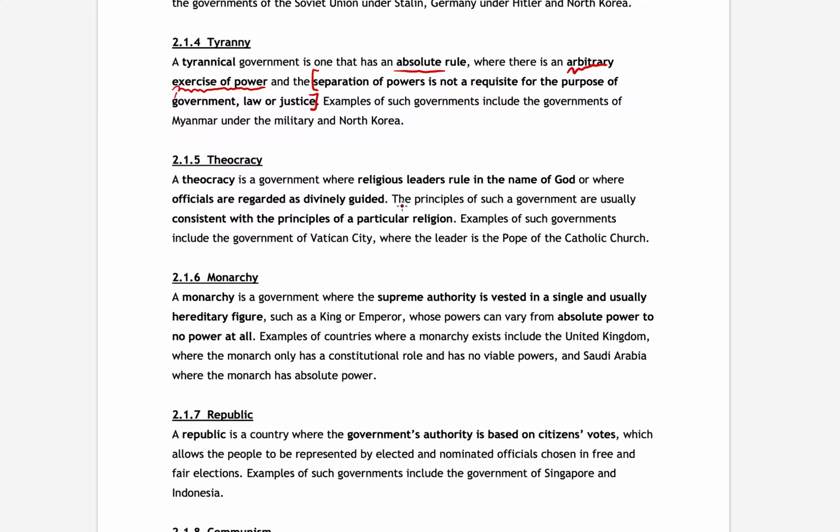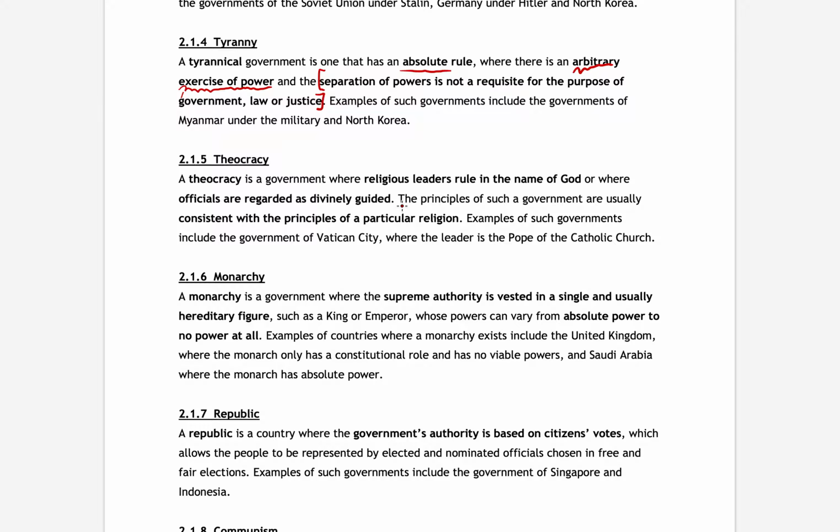Next, we have a theocracy. Now, theocracy is where leaders are essentially considered to be divinely guided. So people that rule in the name of a god, for example. The principles of such a government are usually very consistent with the principles of that religion.